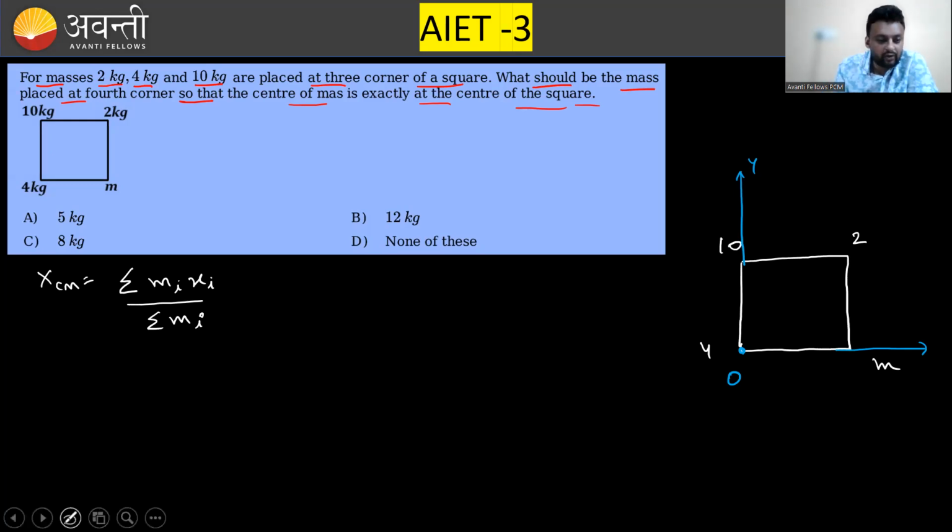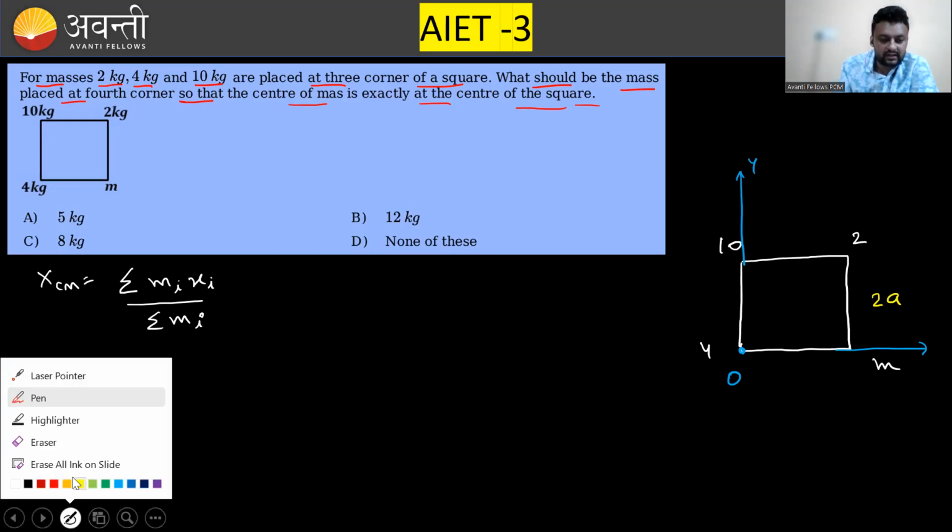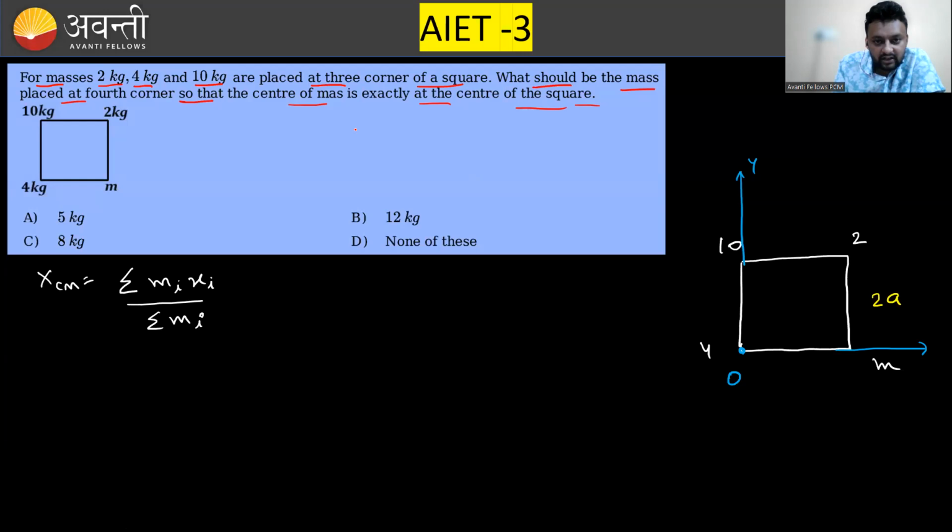So for that you need the side of the square, which is also not given. So I am assuming the side of the square to be 2a. Now the question says the center of mass is exactly at the center of the square. Exactly at the center means this point. So this distance will be a and this distance will be a, because the total side I have taken is 2a. Clear.